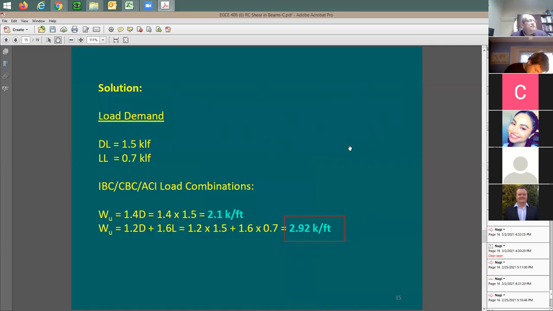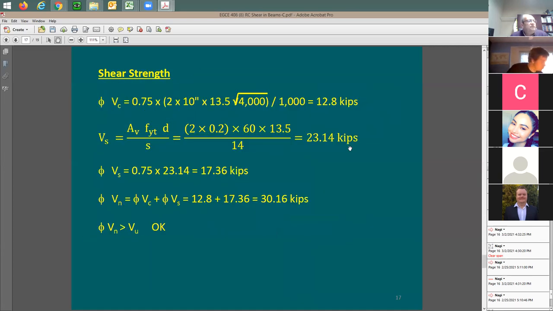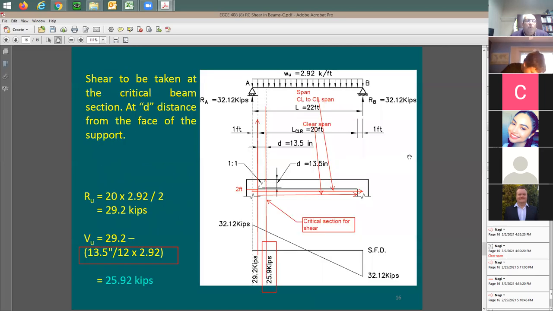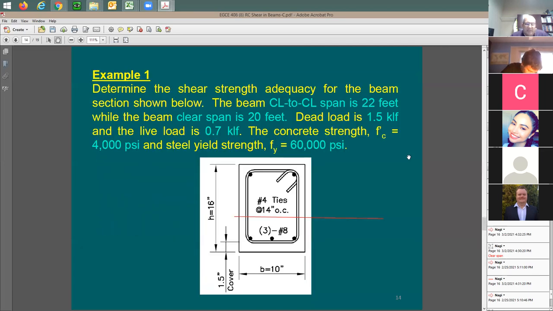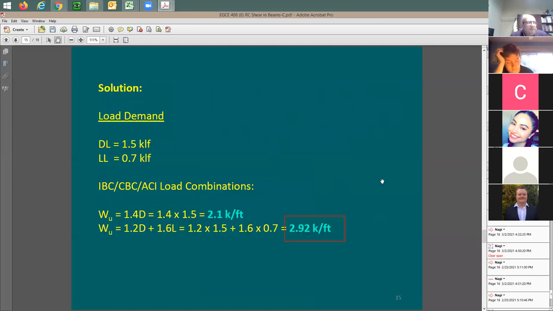So, okay, good. You try my equation. Here is AV, 2 times 0.2, for 2, number 4, 2 legs, times number 4. 60 KSI. The depth, 13 and a half. The spacing, 14 inch. So who gave you the spacing? I mean, was it given to us? Was the spacing given? Or did they come up with it? It was given. It was given, right, on the problem. And number 4 also was given.